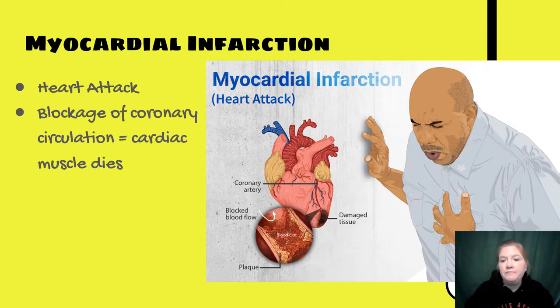Myocardial infarction is a heart attack. So that's a little bit of a hard word for heart attack. And what happens in a heart attack is coronary circulation gets blocked, usually a coronary artery. And what happens then is cardiac muscle tissue dies, and that causes incredible pain. Okay. So a myocardial infarction is a heart attack, and it's caused from blockage in a coronary artery and causes muscle cell death.